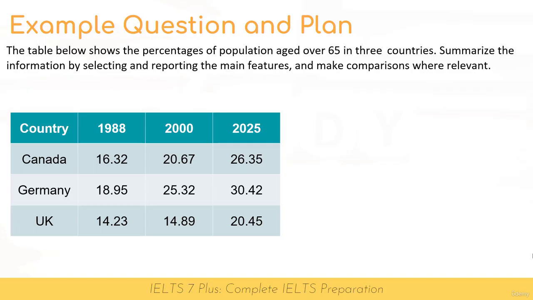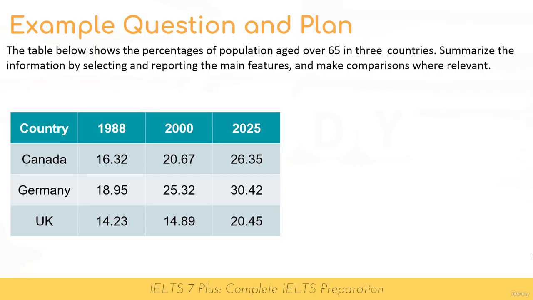In Germany we begin at 18. Then move to 25 and 30. So once again, this is a clear increase in the percentage of people over 65. In the UK, in 1988, we have 14%. And in 2000, it only increases very slightly, but it is still an increase. And in 2025, we have 20%. So everywhere there is an increase in people aged over 65.